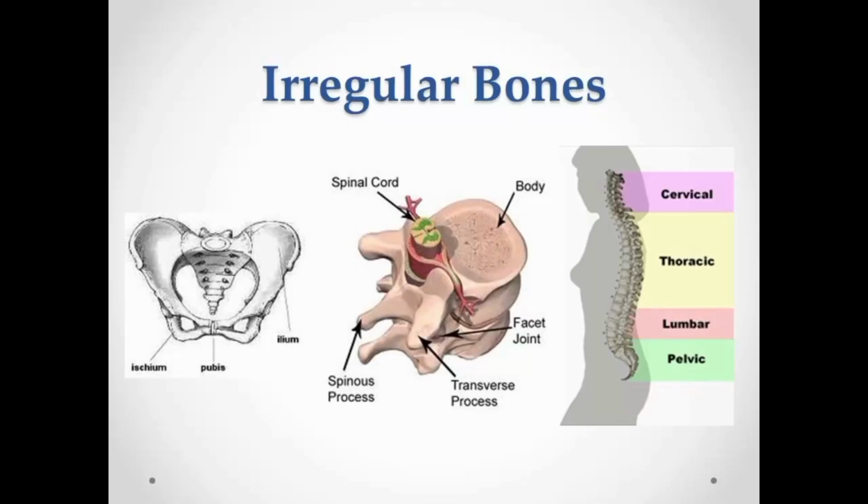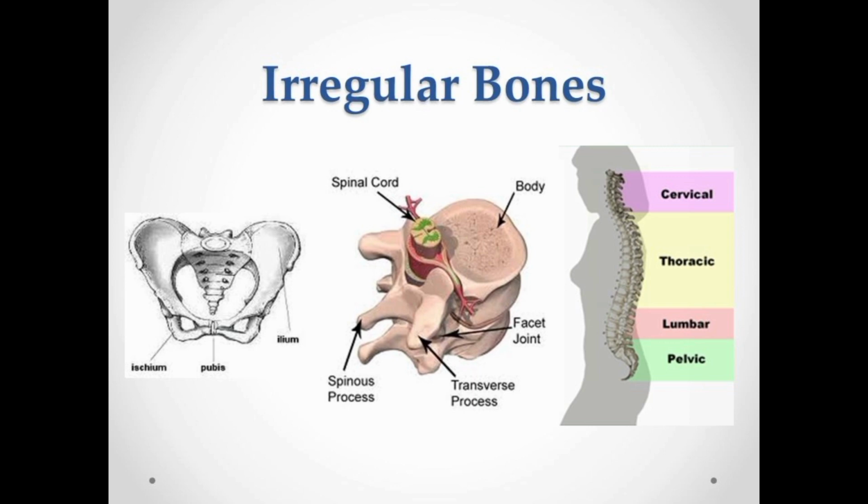Irregular bones are a type of bone that have complex shapes that do not fit into the other categories of bone types. They are typically found in areas where protection, support, and flexibility are necessary, such as the vertebrae in the spine and the facial bones. The structure of an irregular bone varies depending on its location and function, but typically consists of a combination of compact bone and spongy bone tissue.